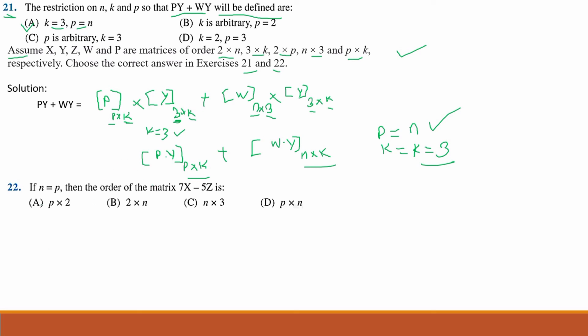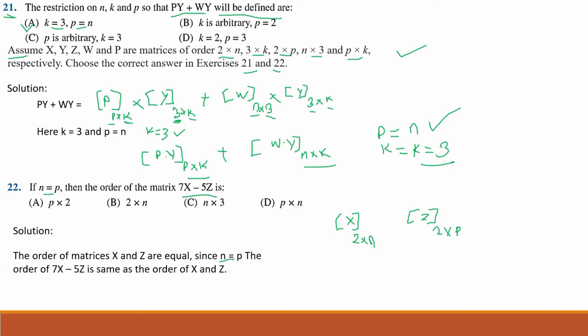So moving ahead to the next question: if n is equal to p, then the order of the matrix 7X minus 5Z is. So here, above it is given that the order of matrix X is 2 by n and the order of matrix Z is 2 by p. Now here we are given n is equal to p, so we can simply write 2 by n and 2 by p. To take the difference of matrices, the order of both matrices must be the same. Now because n is equal to p is given, that means 2 by n and 2 by p, both can be the order. That means the order of 7X minus 5Z is either 2 by n or 2 by p because we have given n is equal to p. So you can pause the video to note this down.